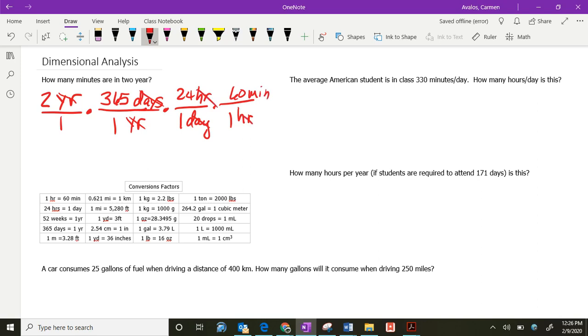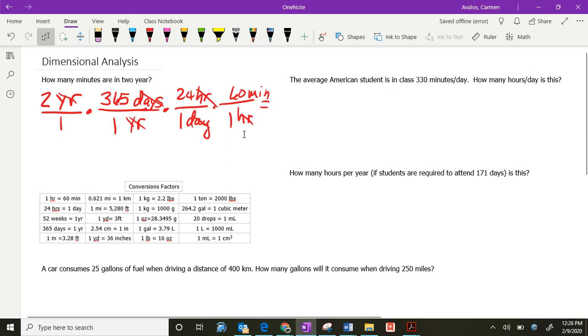And now they cancel. The only units left here, these are the only units left. The years cancel from here, the days canceled, the hours canceled. So now the only thing that I have is minutes. So the answer there, once I calculate it, it's a fraction times a fraction times a fraction times a fraction. So anytime you're multiplying fractions, you're multiplying the numerators. So you're multiplying the 2, the 365, the 24, and the 60, and then you are multiplying the denominators, which are all 1, which works out great.